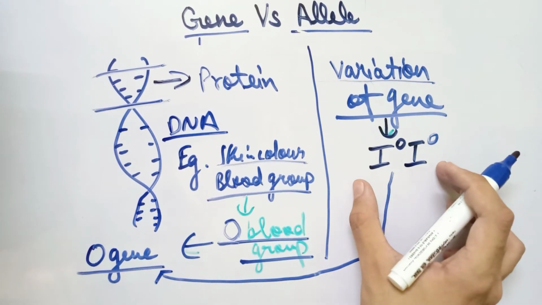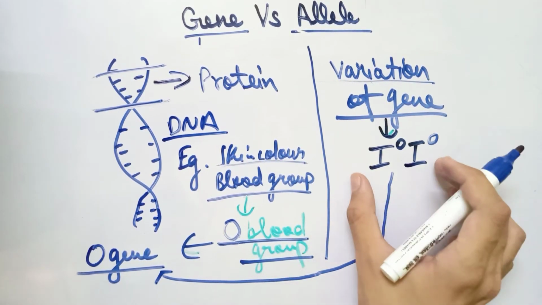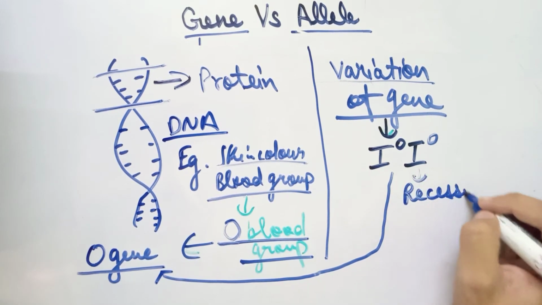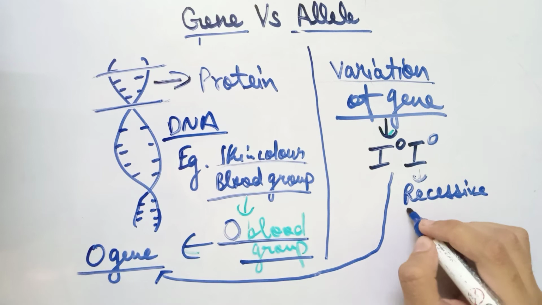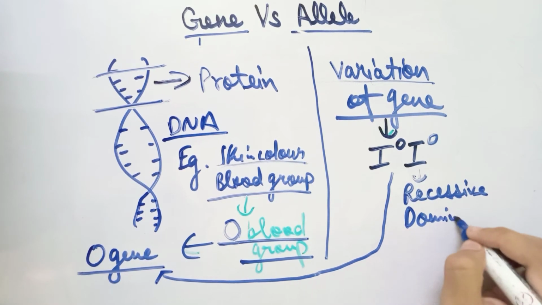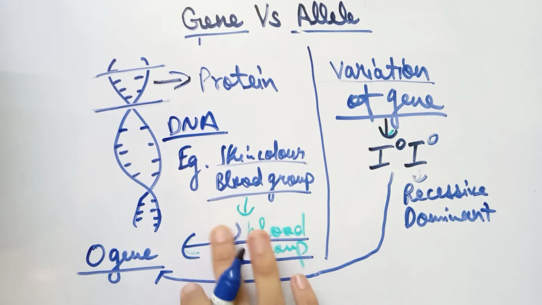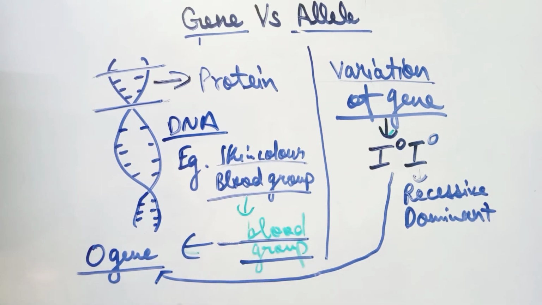In the O blood group case, the alleles are only this because these alleles are recessive in type. So there are two types of alleles, recessive and dominant. So if we take another blood group, A blood group for example.